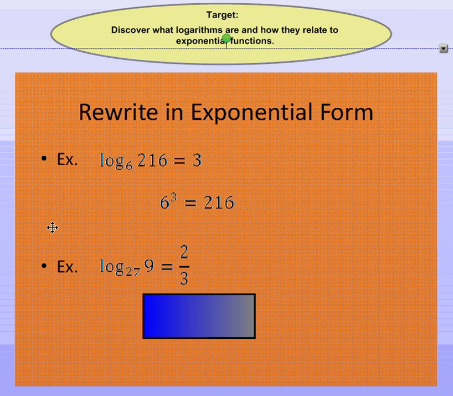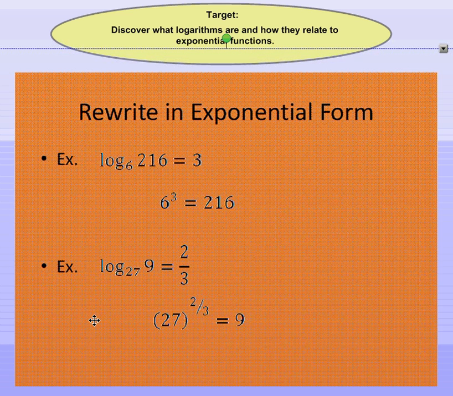Pause the video again for a moment. Rewrite log base 27 of 9 equals 2/3 in exponential form. We're back. It should be a base of 27 raised to the 2/3 power equals 9. Whenever you're rewriting from log to exponential form, the exponential form that you get out should be a true statement. If it's not a true statement, then we wrote it incorrectly.